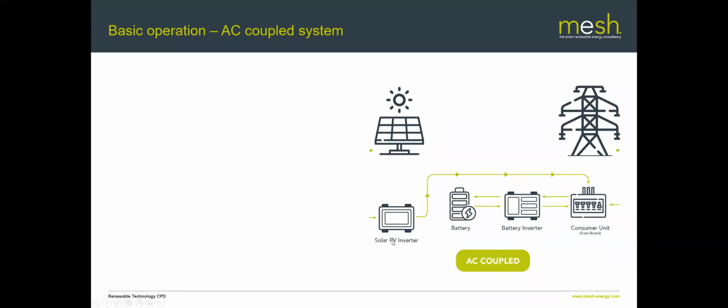If you've got this AC coupled system, you could have multiple things feeding into the consumer unit from their own individual inverters or power conditioning units, and then have the battery inverter, and then have the battery. So you could have multiple technologies feeding in there. So that's certainly possible.